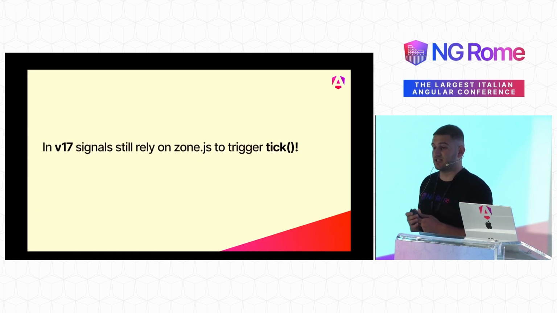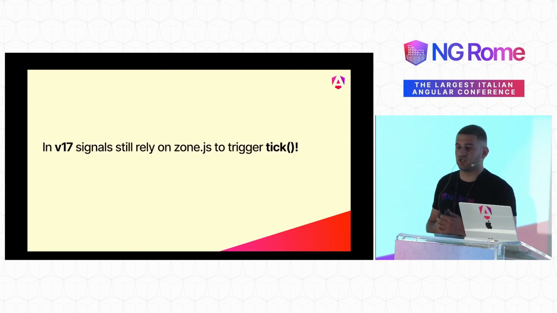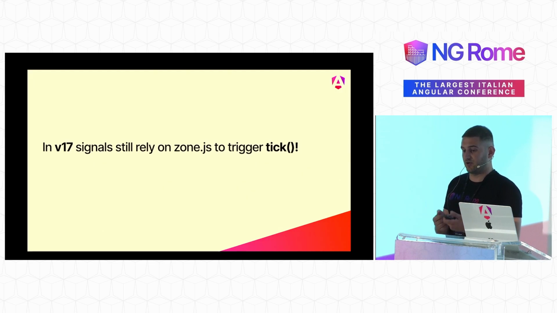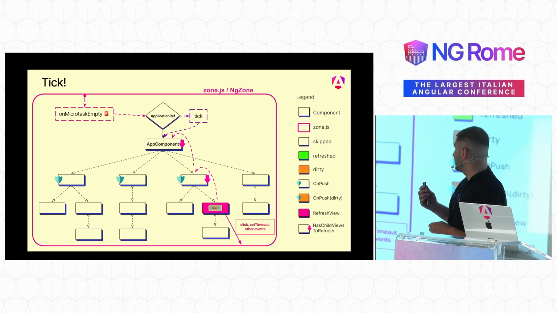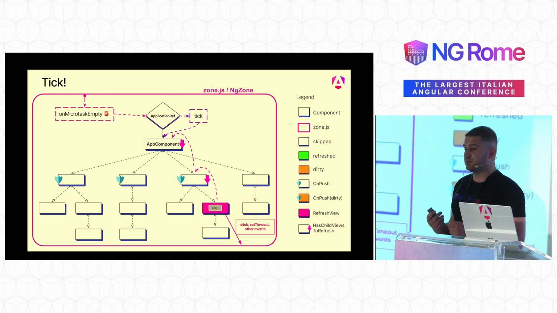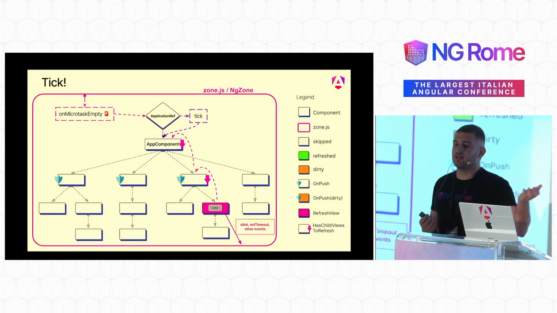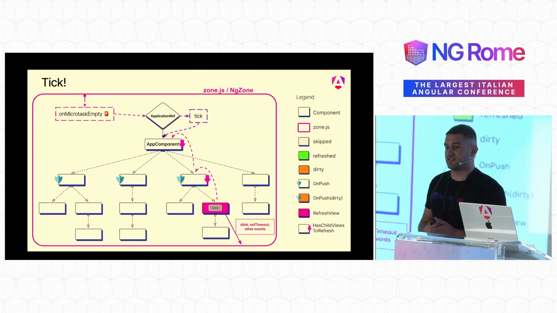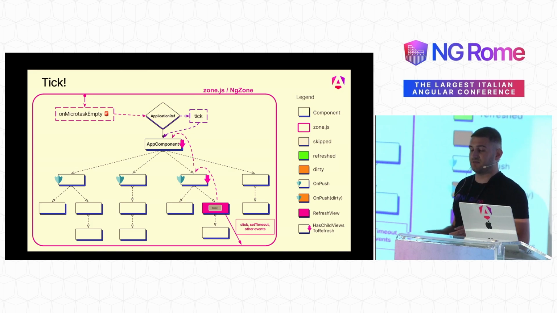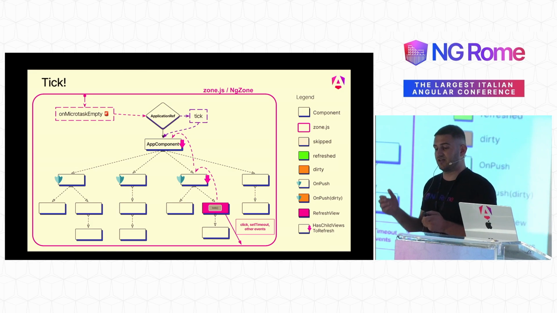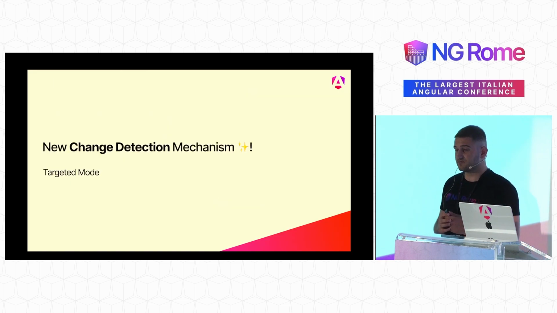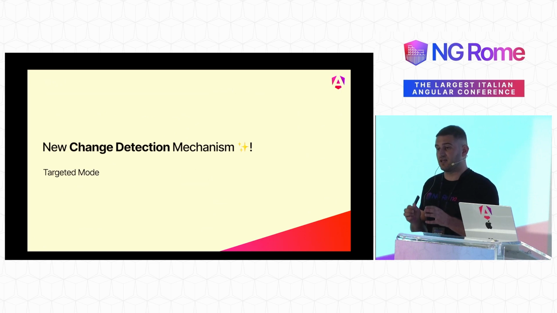But in v17, signals still rely on Zone.js to trigger tick, because Angular refreshes only when there's a tick, no error. So the to-do probably will be changed the same way as the async pipe, maybe by some HTTP request, maybe some click, some setTimeout, or some other event. And of course, we have microtask empty, then we have ApplicationRef tick. It will go to the app component. And of course, it will check this has child view to refresh flag.